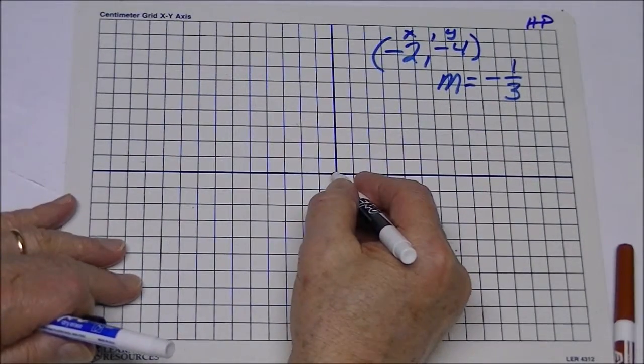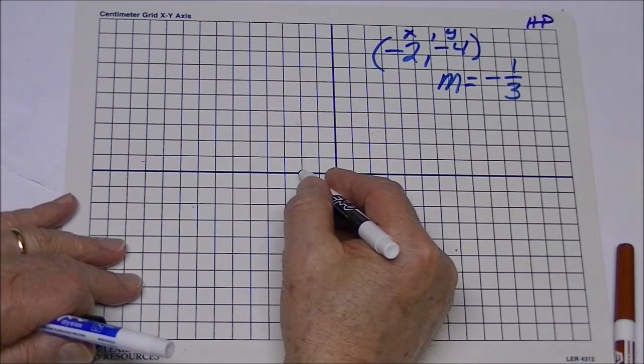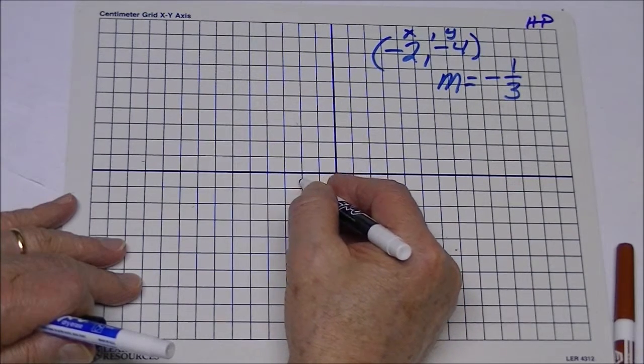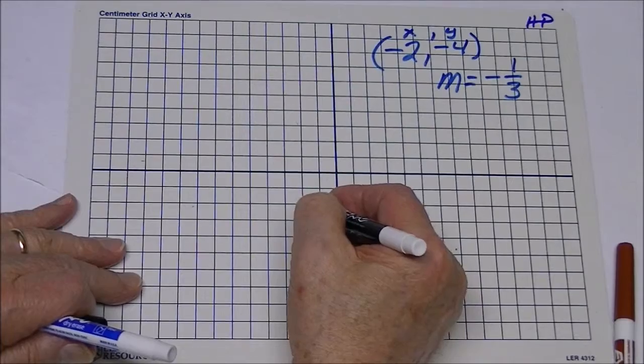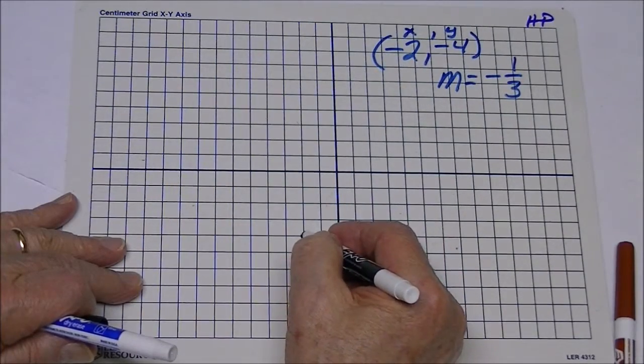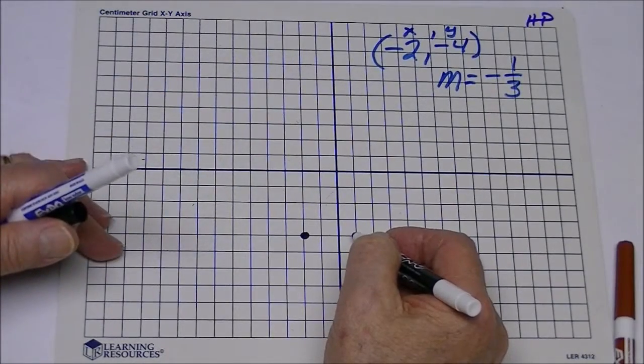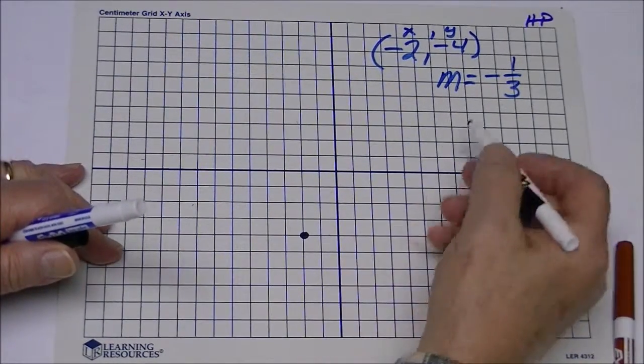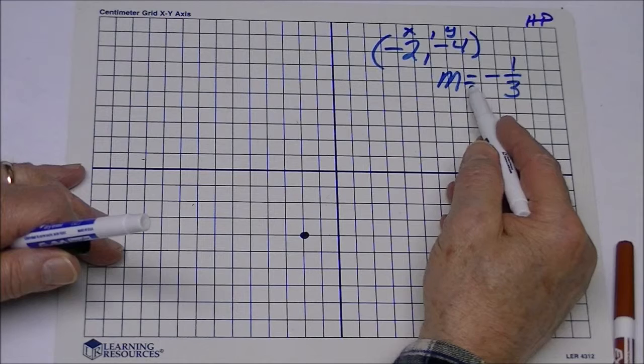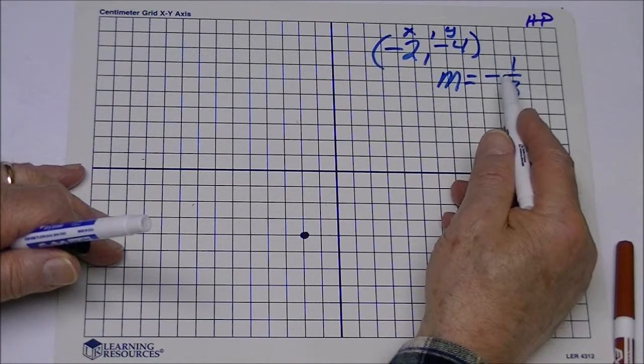So we start here at 0, go over 2, and then down 4. 1, 2, 3, 4, and you put a dot. So that is this point here. Now, as you look at this, you see we have a slope of -1/3.